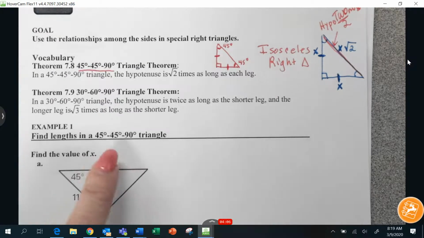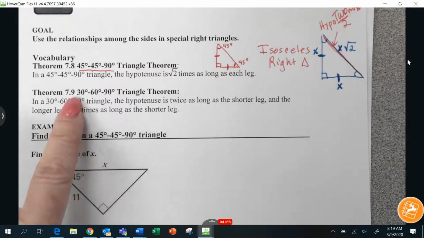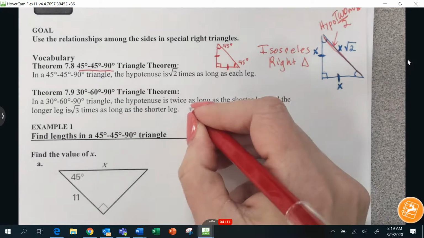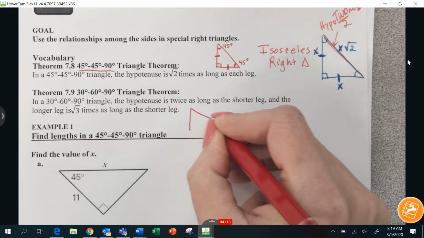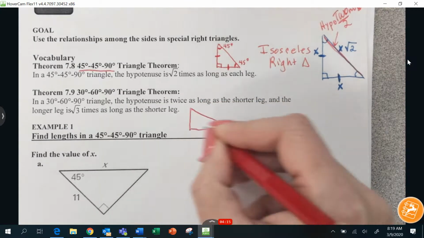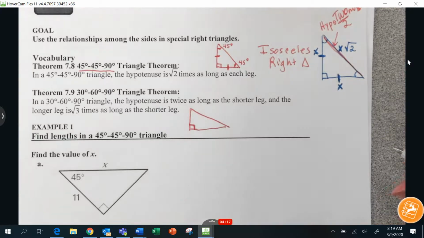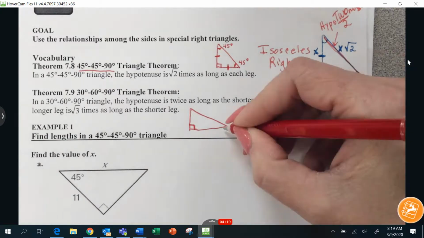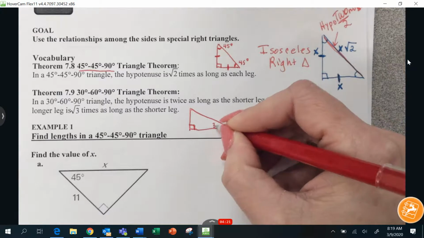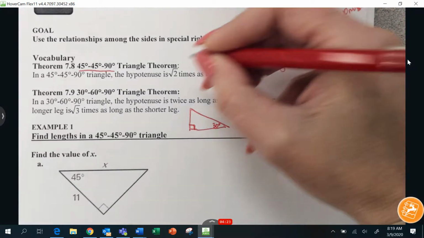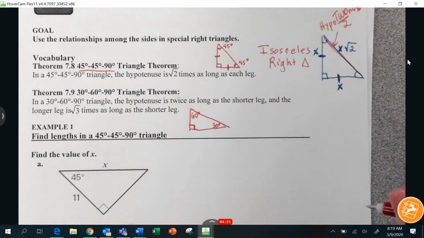Okay? The second special right triangle, there's only two special right triangles. So the second special right triangle is called a 30, 60, 90. It is called a 30, 60, 90 because one of the angles is 90, hence right triangle. One of the angles is 30, and the other angle is 60. That has no special extra name. It's just a 30, 60, 90.